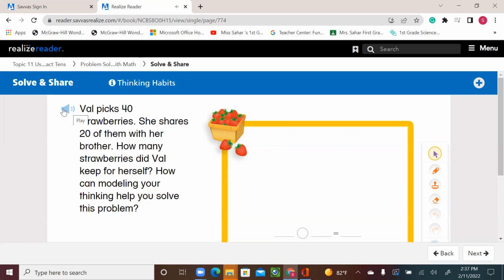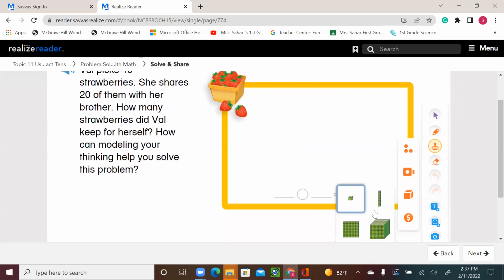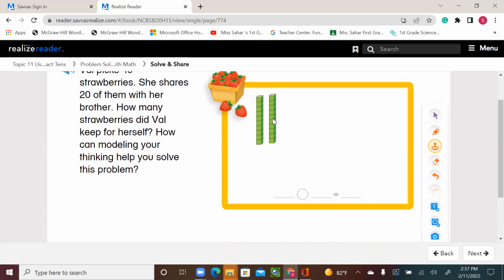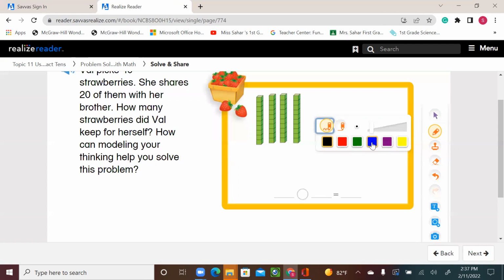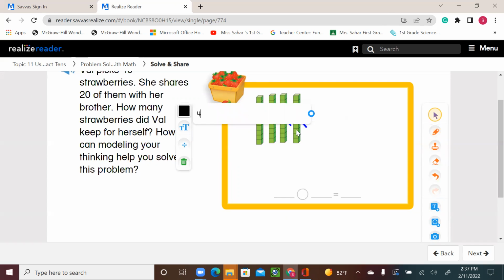All right. So over here, I know that I have 40, which is 4 tens, and sharing or giving away 20. So take away 20 or minus 20. So I can use my value blocks if I want to. This is 1 ten, 2 tens, 3 tens, 4 tens. That's 40. And giving away 20, 2 tens, 20, equals 20. So let's write this down. 40 minus 20 equals 20.